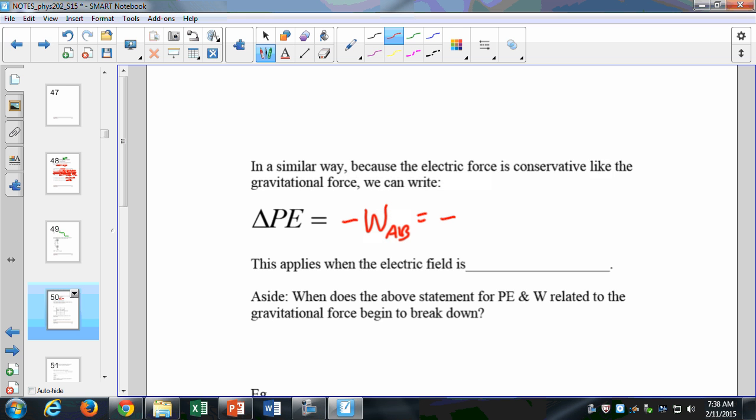That's the same as negative force times my delta x, which is equal to negative QE. Remember, the force is QE times delta x. Right, so I have my change in energy is equal to this negative QE delta x. So we'll see how that comes up in just a bit. And this applies when the electric field is constant and unchanging.